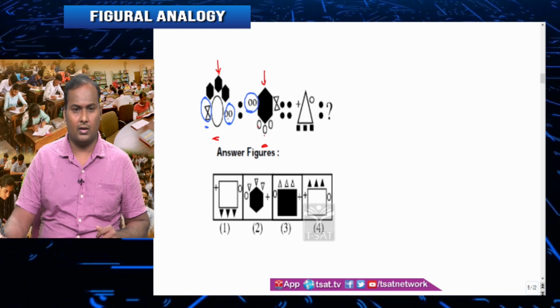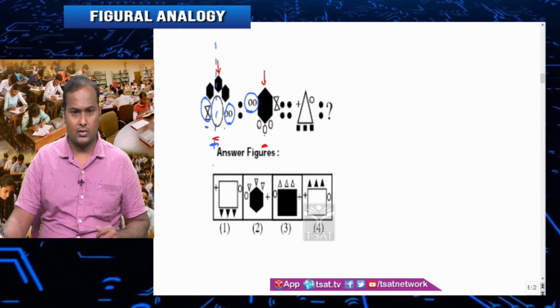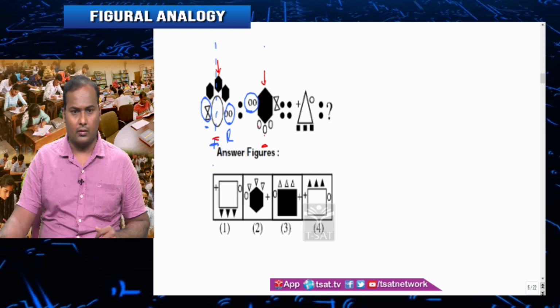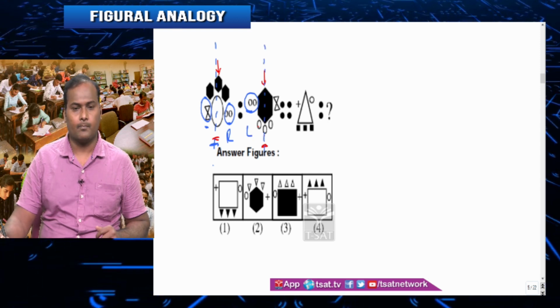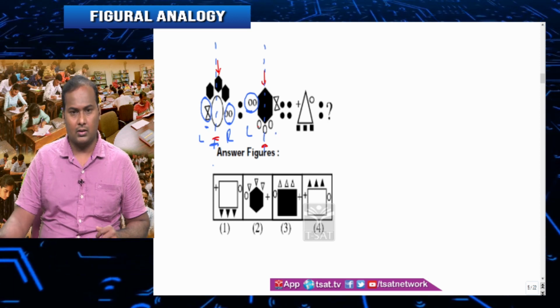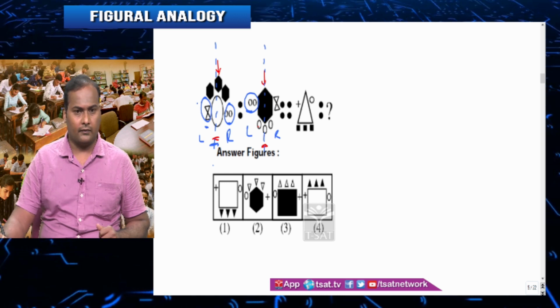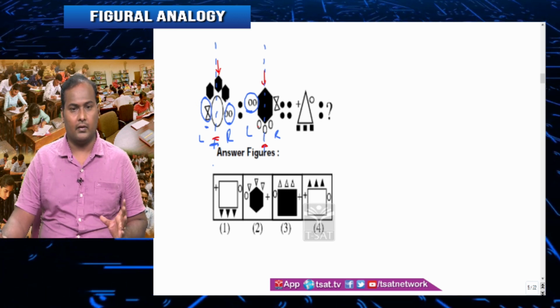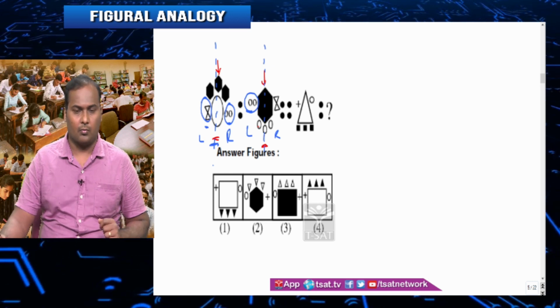Initially, the initial figure was on the right side. You can see this one, it was on the right side. Now, with respect to this line, it came onto the left side. And the other figure, which was on the left side, now came to the right side. So top position, bottom position, left side and right side, everything is changing in this particular figure. That is the reason it looks a bit complex.